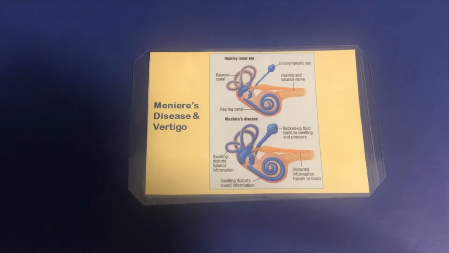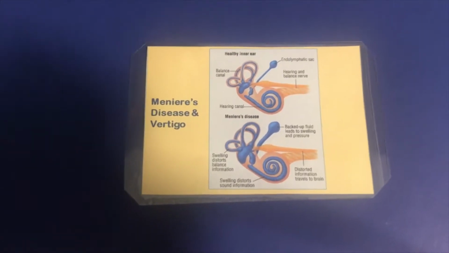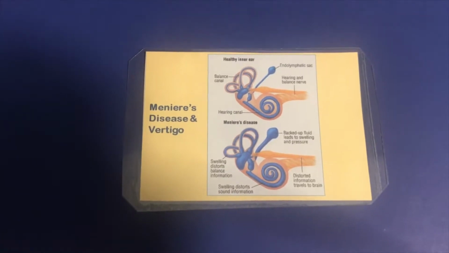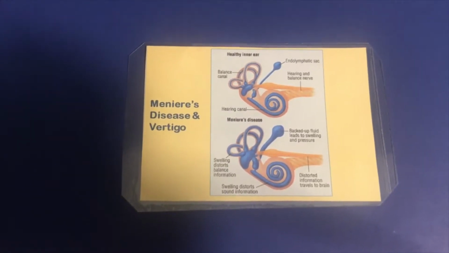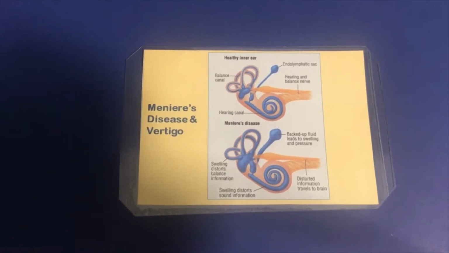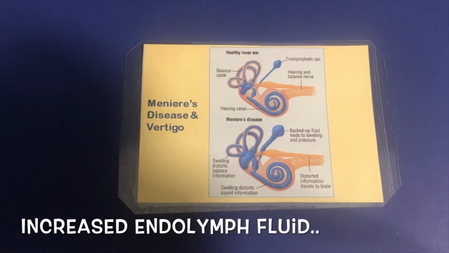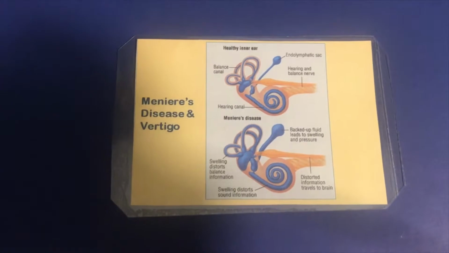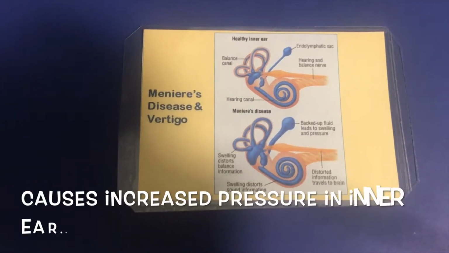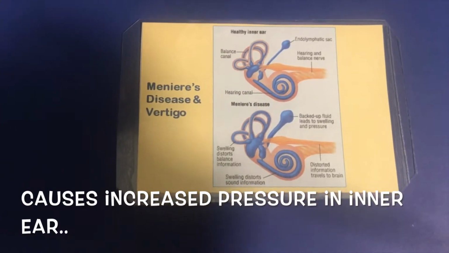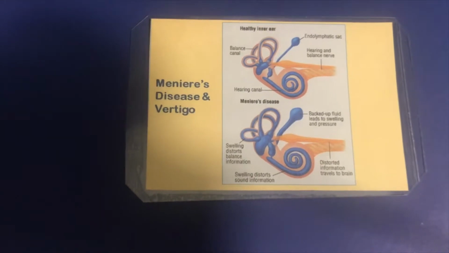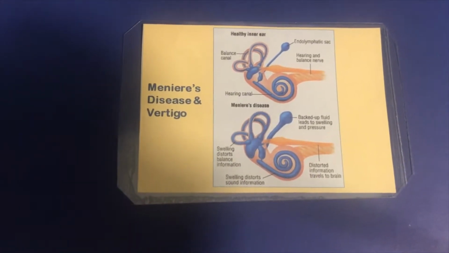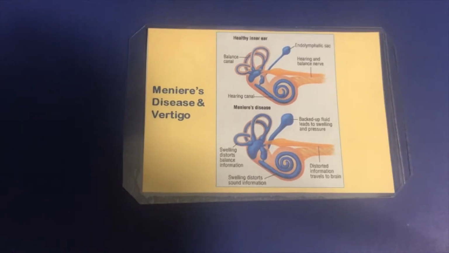Meniere's disease is a chronic disease of the inner ear characterized by recurrent episodes of vertigo, progressive unilateral nerve deafness, and tinnitus. There is an increase in endolymph fluid, either increased production or decreased absorption. This causes increased pressure in the inner ear labyrinth. Attacks of severe vertigo, tinnitus, and progressive deafness result from this increased pressure. Usually, only one ear is involved.